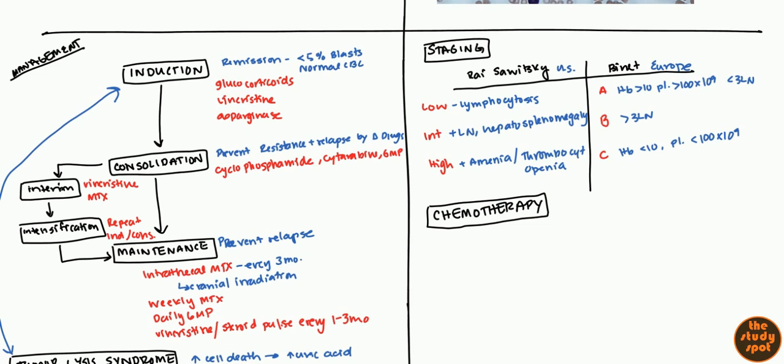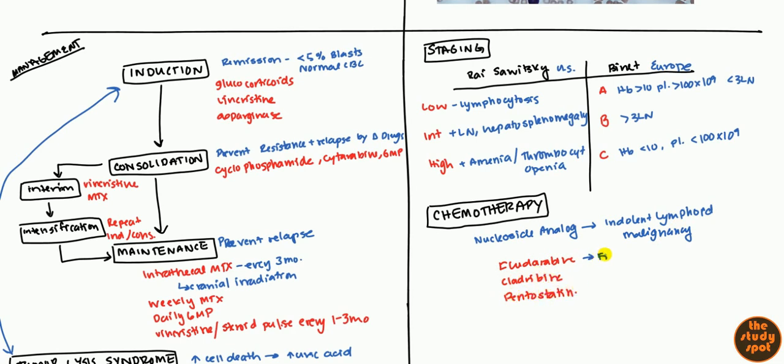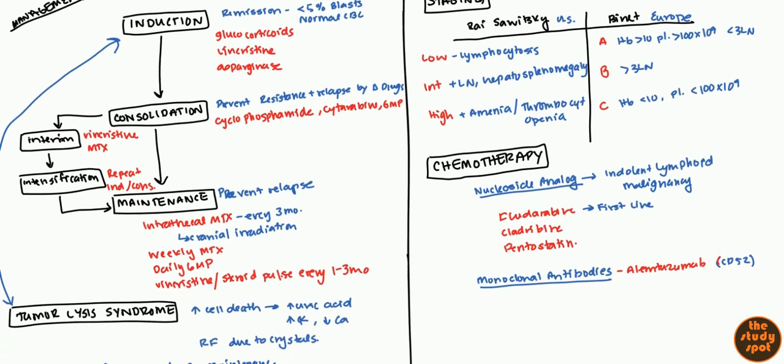One of the main drugs that's given is a nucleoside analog, and these work really well on indolent lymphoid malignancies, which just means slow-growing malignancies. These can be drugs such as fludarabine, cladribine, or even pentostatin. Fludarabine is the first-line use, so this has been the most popular to use. Besides this, you can use some monoclonal antibodies, such as alemtuzumab, which is a CD52 blocker, and there are tons of monoclonal antibodies that have been released.